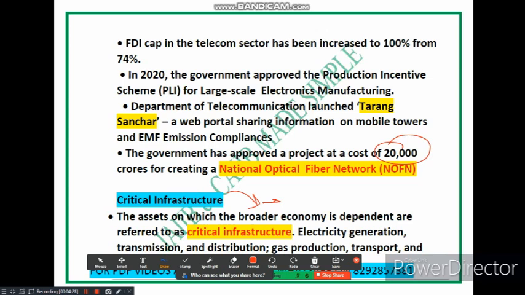Next is gas production and transport: the facilities and pipelines involved in extracting and transporting natural gas. You know natural gas is used for heating, cooling and as a fuel source in various industries. It is crucial for the functioning of homes, businesses and industries that rely on its energy. Next is the telecommunication network.